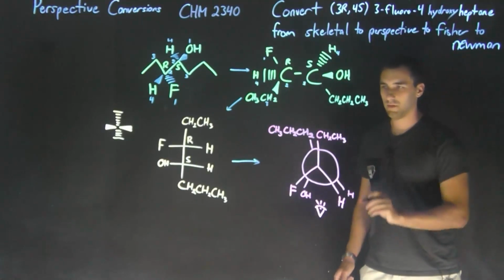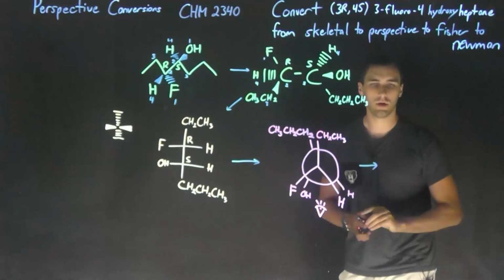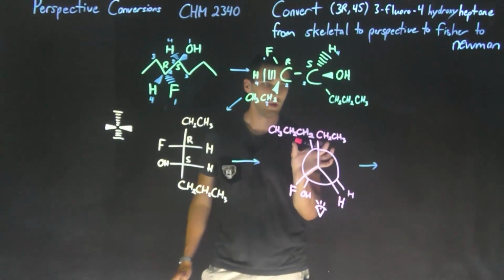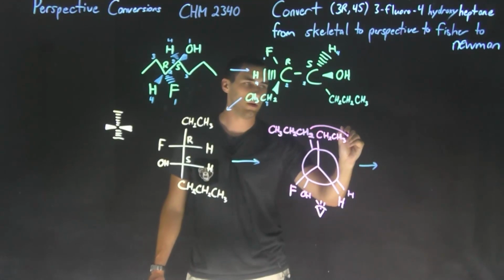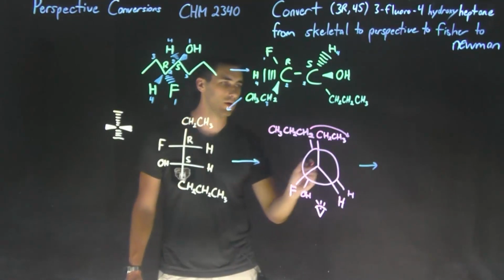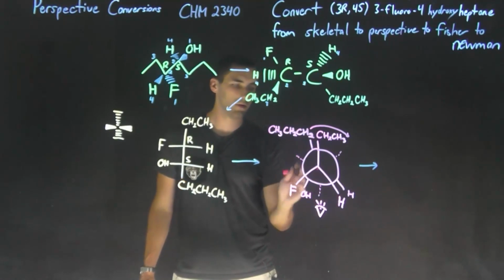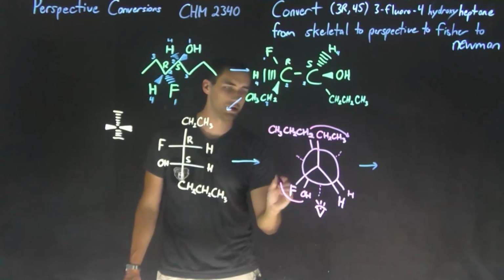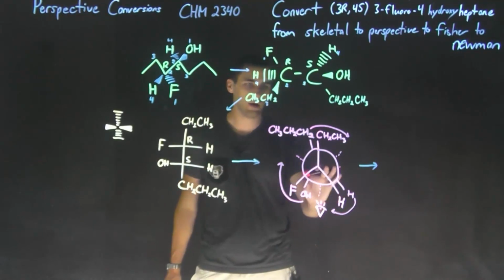Now our final step would be to convert this to the staggered form. So I will take this group and rotate it here. So it will look like that. Just the back carbon. I will not be doing anything to the front carbon.